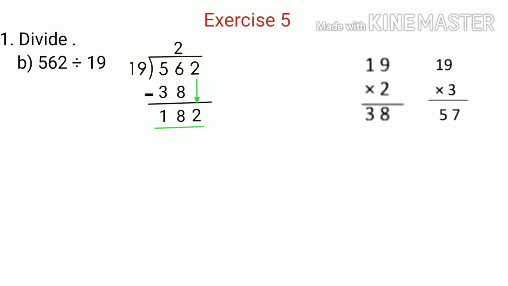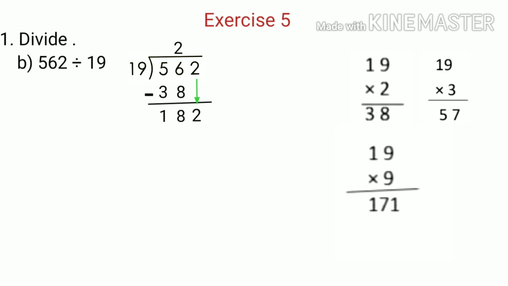Now since 182 is greater than 19, we have to divide 182 by 19. That means we have to find 19 multiplied by which number will give us a number which will be equal to or nearest to 182. So students, when we multiplied 19 by 3, we got 57. And 57 is too far from 182. That means we need to multiply 19 by a greater number. Let's multiply 19 by 9. 19 multiplied by 9 is 171.